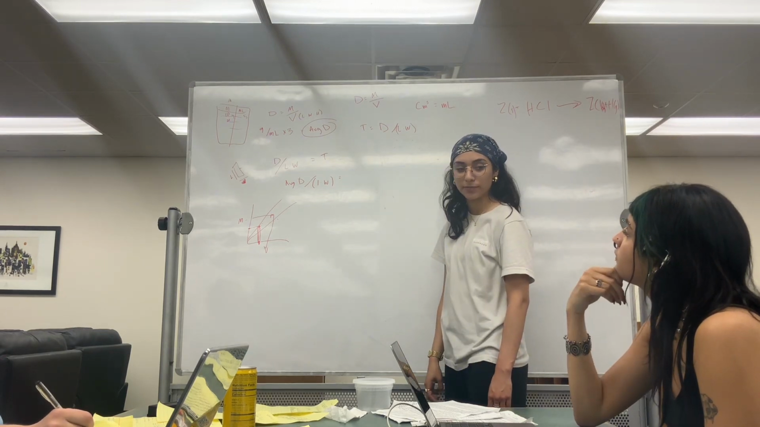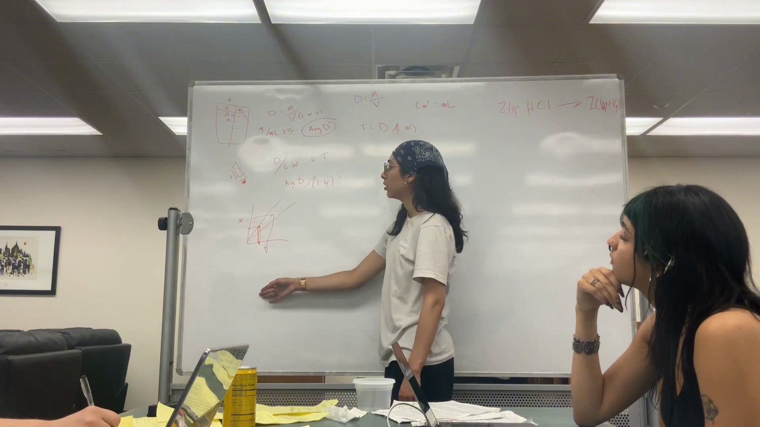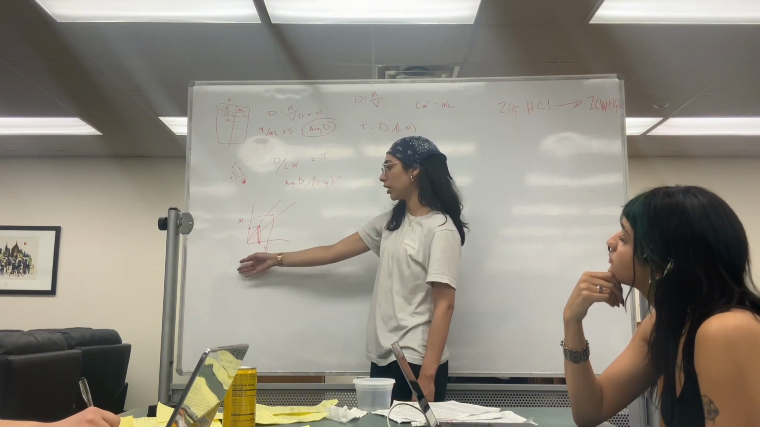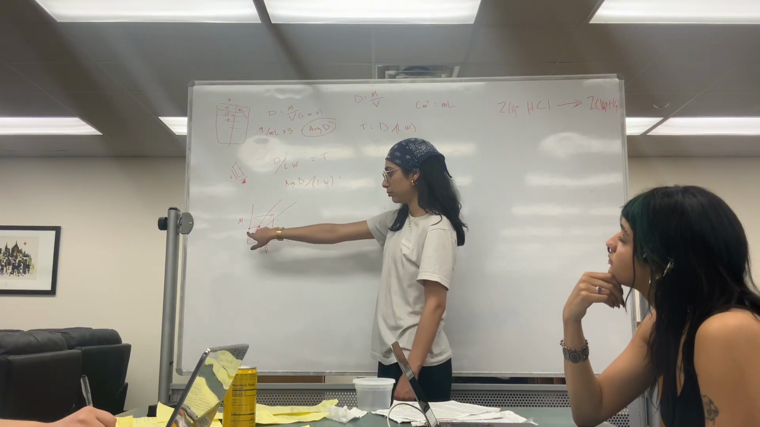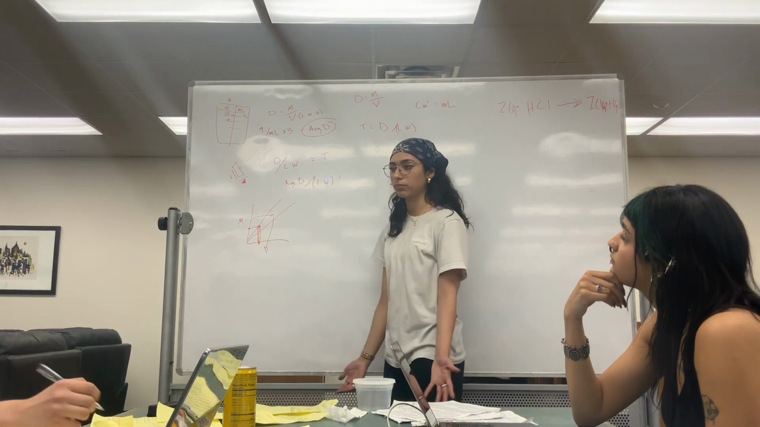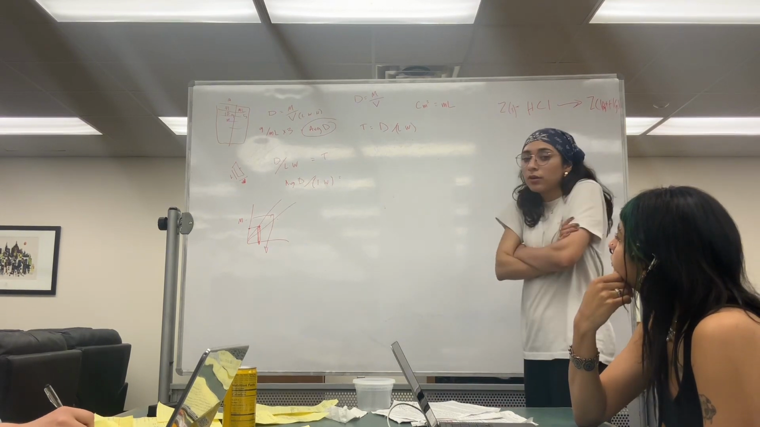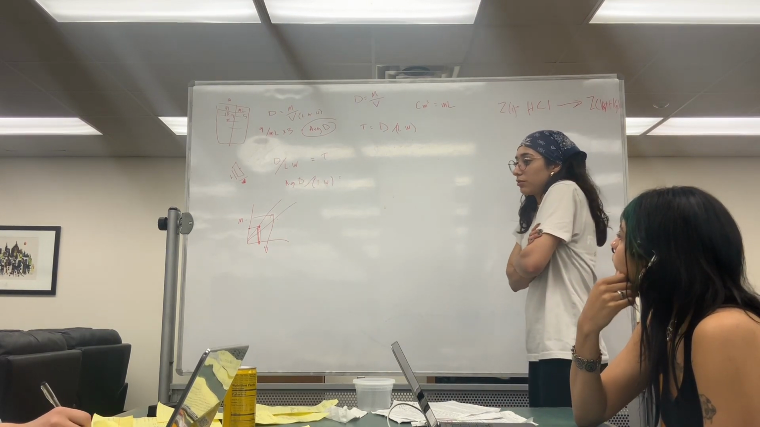And then the graph that we have to form is just mass on this side, volume in the middle. It's pretty much just rise over run. That's how we're gonna solve for the aluminum portion of the lab.